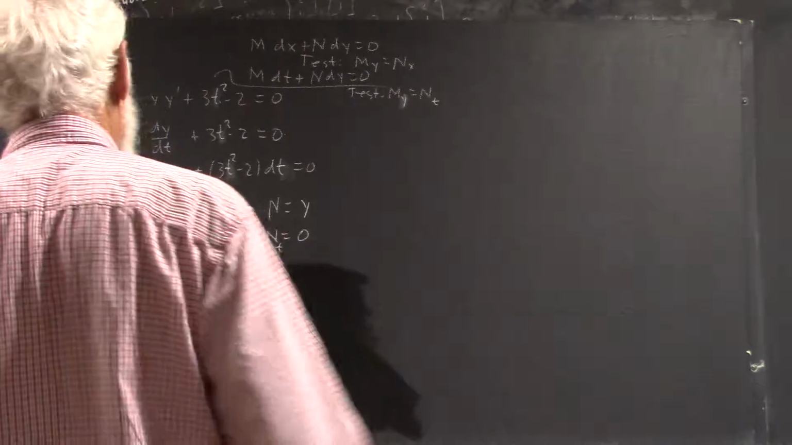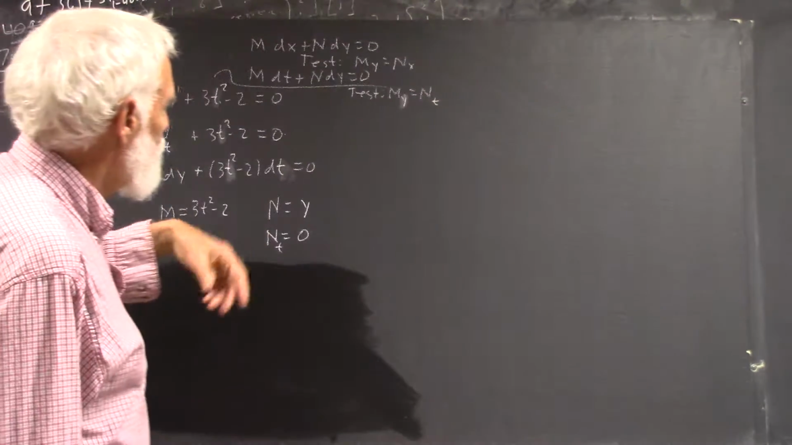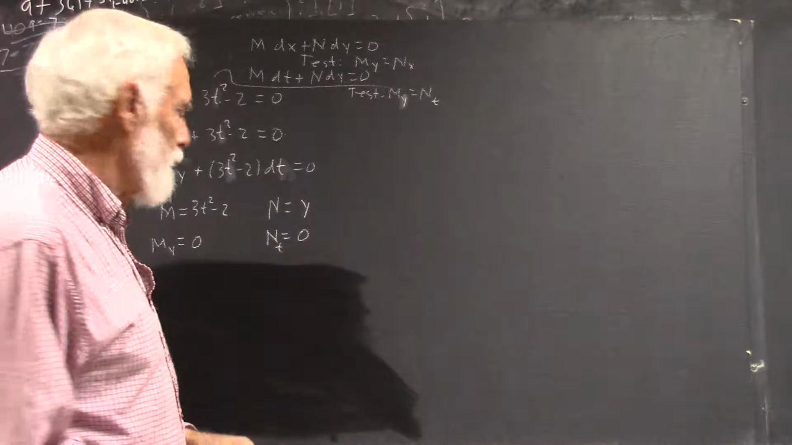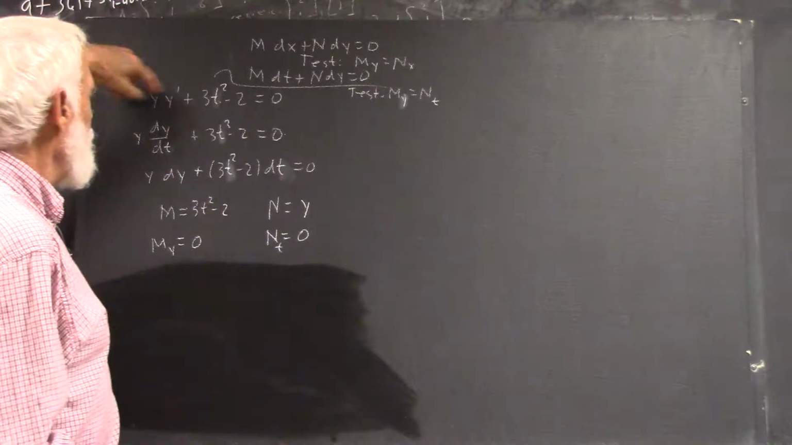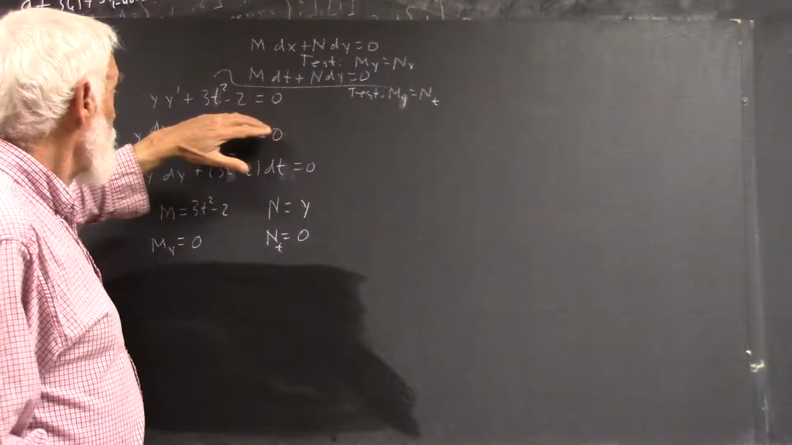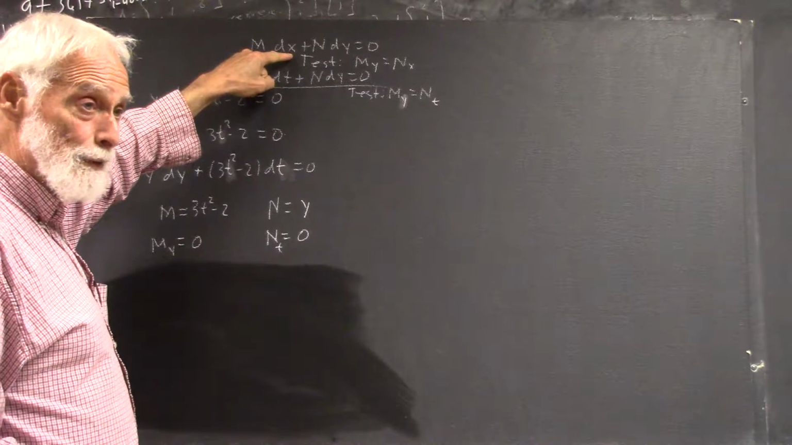Okay, so I got my notation all confused. I put x's and y's and t's because I originally wrote it as partial with respect to x. Anyhow, we have this function, and we want to write this in this form. Well, we can't, because we don't have x's.